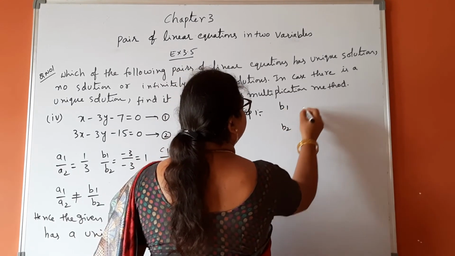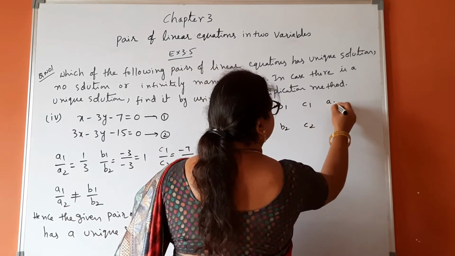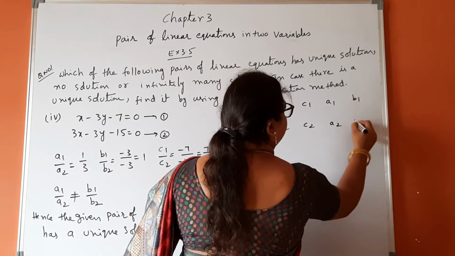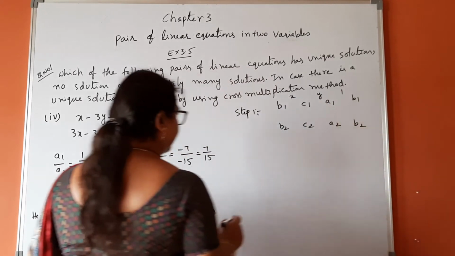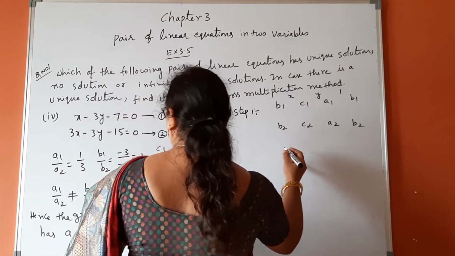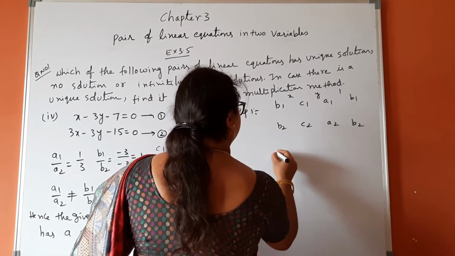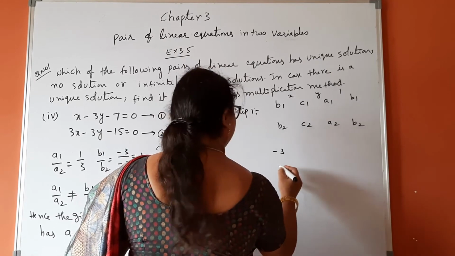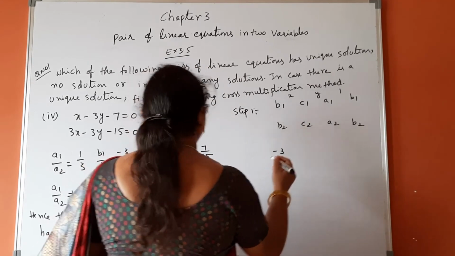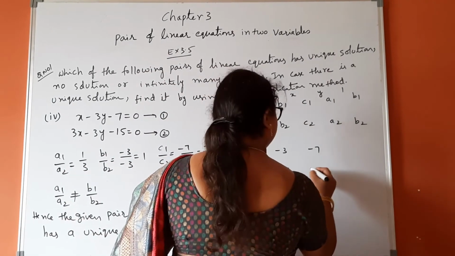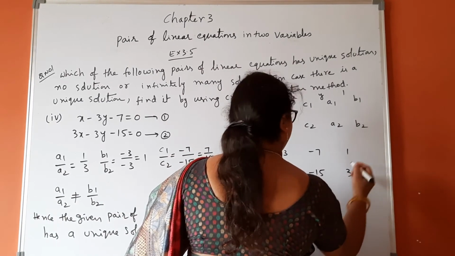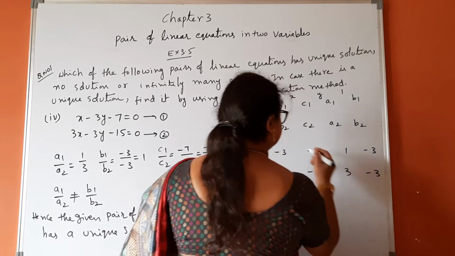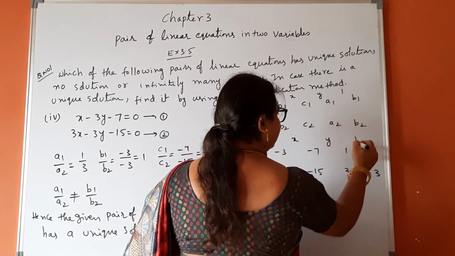b1, b2, c1, c2, a1, a2, b1, b2, x, y, 1. Here b1 is minus 3, b2 is minus 3, c1 is minus 7, c2 is minus 15, a1 is 1, a2 is 3, then minus 3, minus 3, x, y, 1.